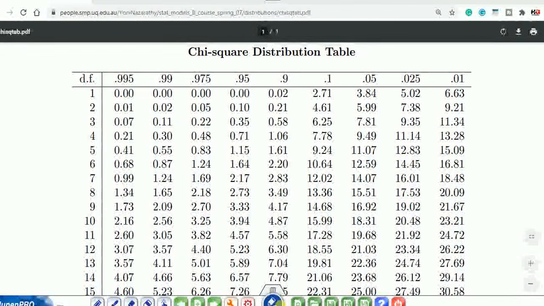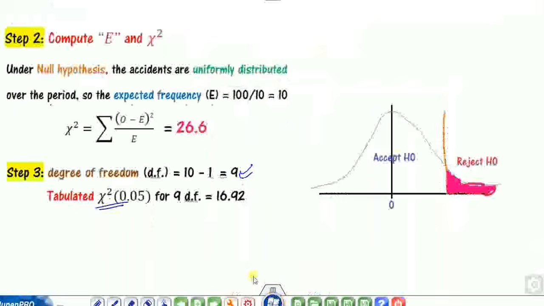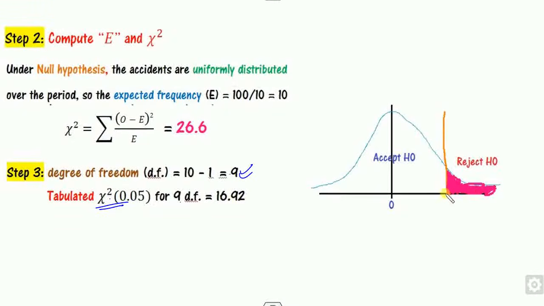Look at that, this is the chi-square distribution table. We need the chi-square value at 9 degrees of freedom; the value at 9 here at 0.05 is there. So look at the value: it is 16.92. So we will see 16.9, and this value is this one. Now we can compare this 26.6 with this, to see where it lies.